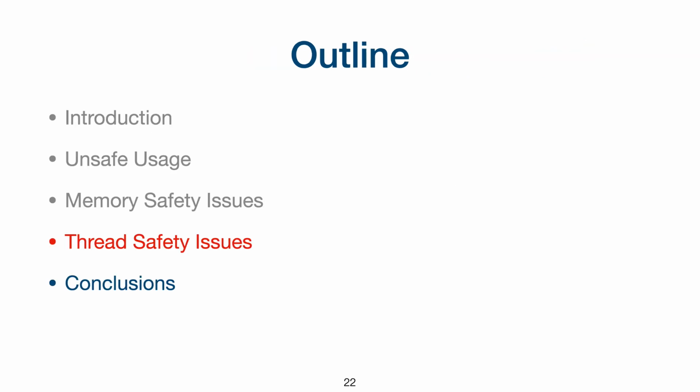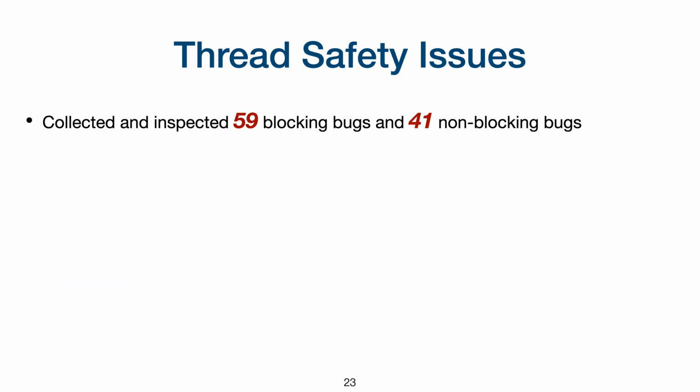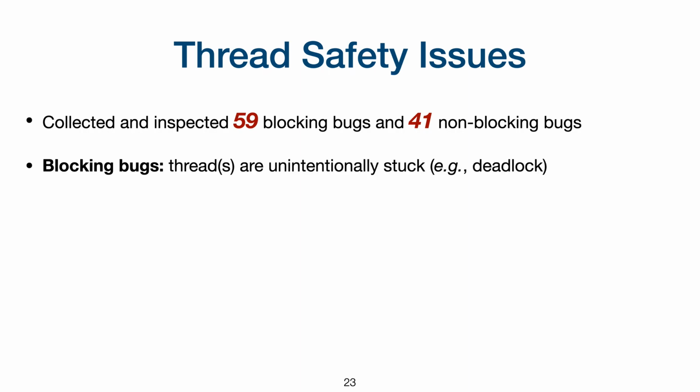I've just covered our findings and suggestions of memory bugs. Now let's move to thread safety issues. We studied both blocking bugs and non-blocking bugs for thread safety issues. Blocking bugs happen when one or more threads are unintentionally stuck in their execution.